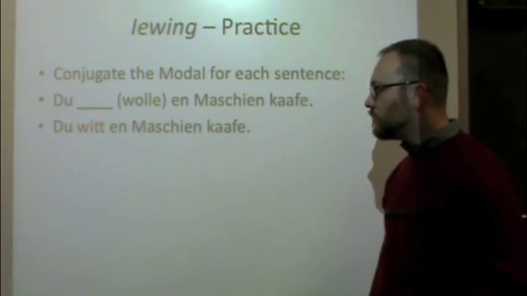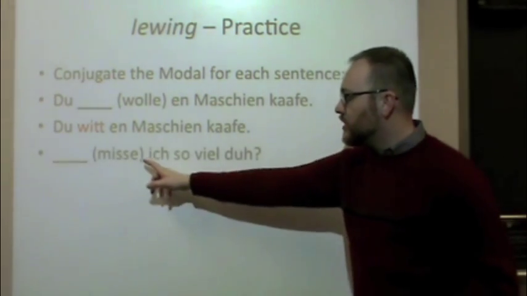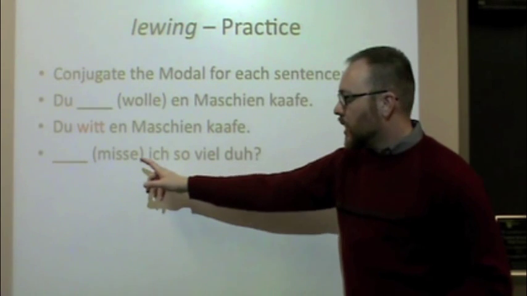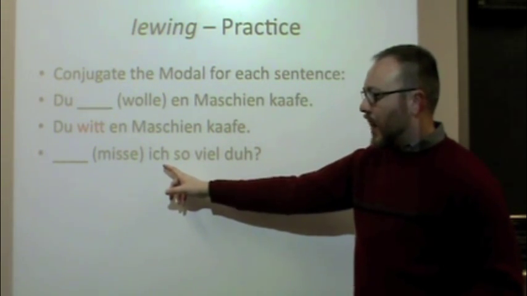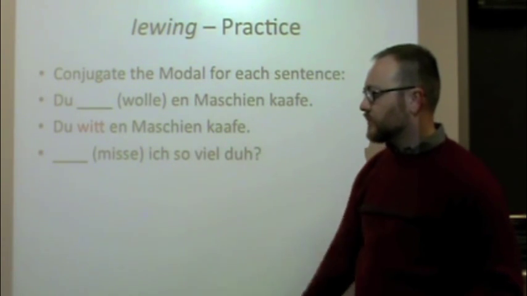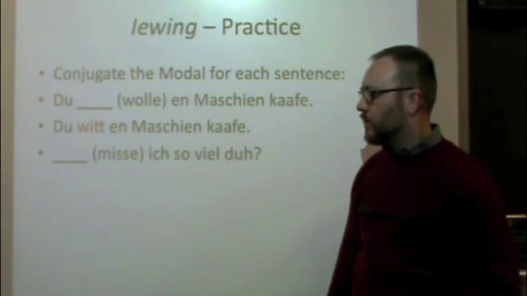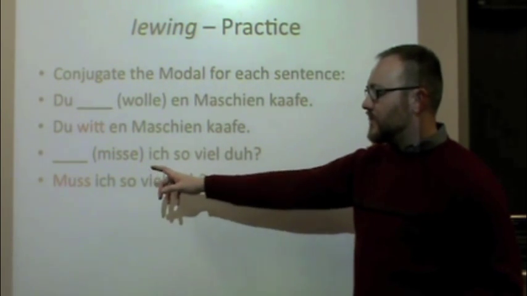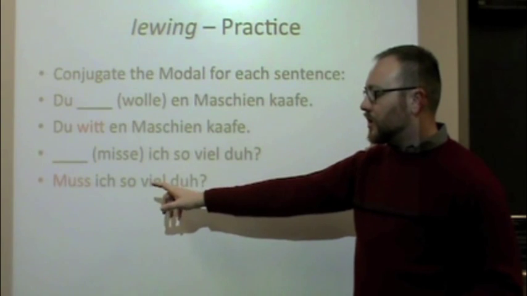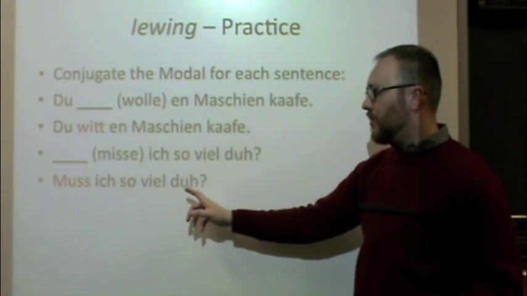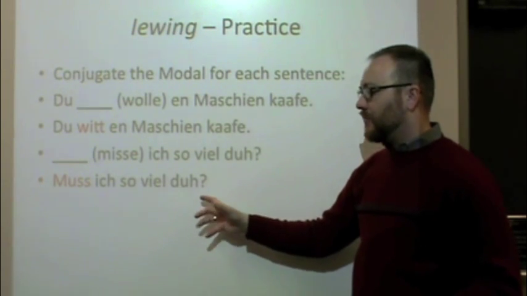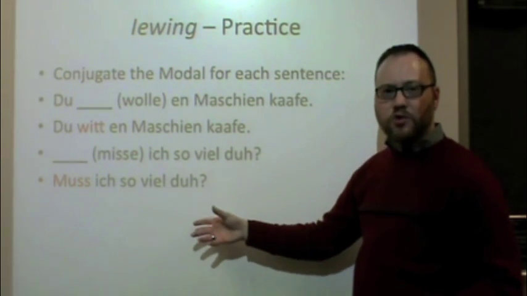Okay. Here's our next one. This time we're using the modal misse, and our subject is ich. So, how do we conjugate it? Pause the video. If you do it correctly, misse changes to muss. Muss ich so viel du? Do I have to do so much, or must I do so much?